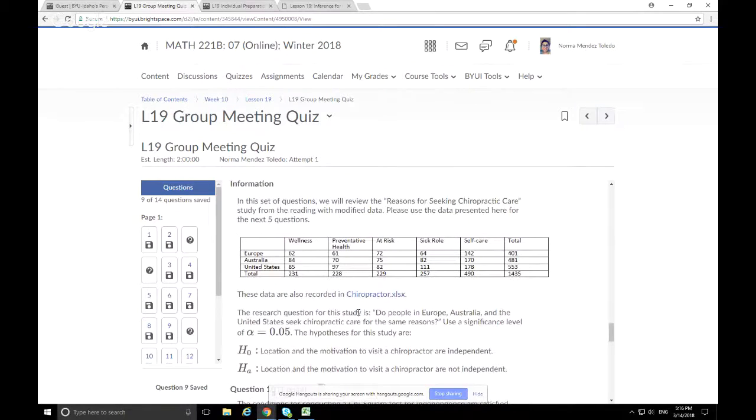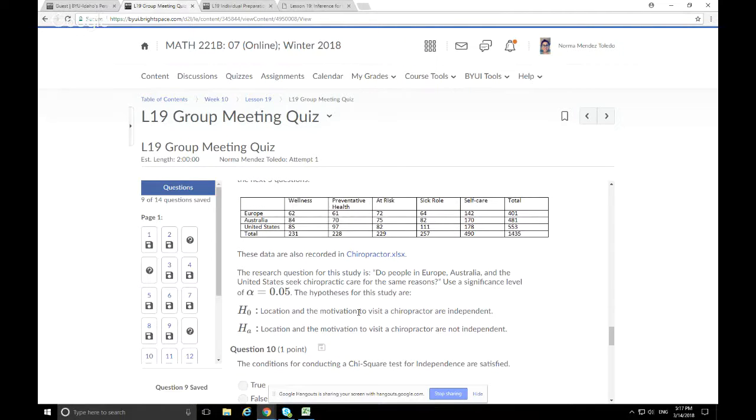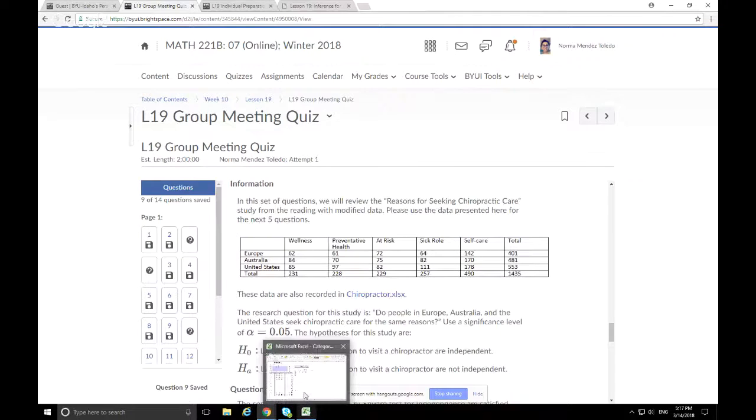So the research question for this study is, do people in Europe, Australia, and the United States seek chiropractic care for the same reasons? Use a significance level of 0.05. The hypotheses for this study are: the location and motivation to visit a chiropractor are independent as the null, and the location and the motivation to visit a chiropractor are not independent as the alternative. It says the conditions for conducting a chi-square test for independence are satisfied.